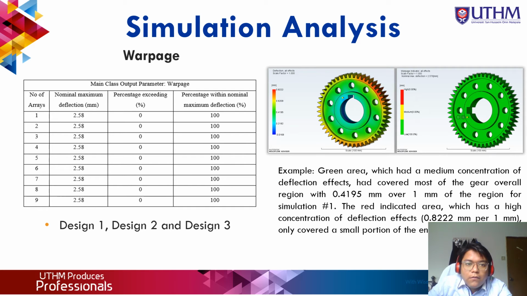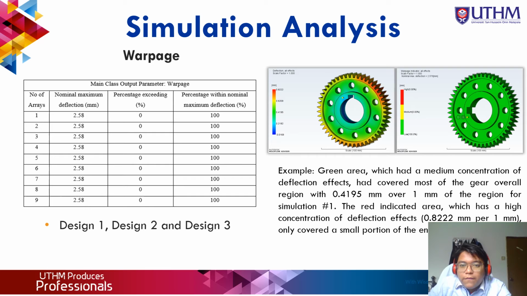Okay, the third one to be analyzed is the warpage. So based on the table in this analysis for design 1, design 2 and design 3, the nominal maximum deflection is all the same, which is the value is 2.58 millimeter. And also for percentage exceeding and percentage with nominal maximum deflection, it's all the same.